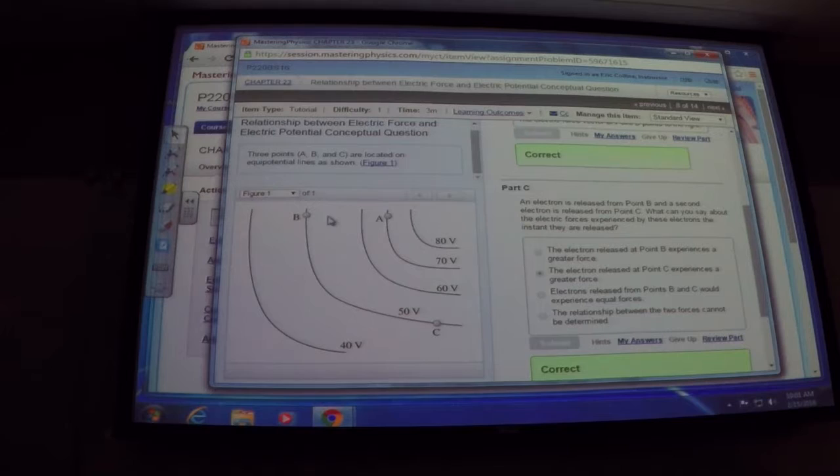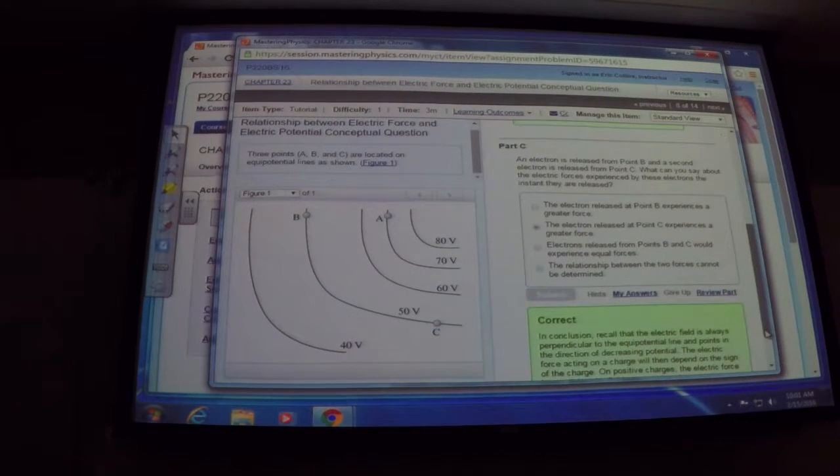Now, I guess when they got close enough here, they started doing it. But even if you had something at A, why does C experience a greater force? Because these lines are closer together. That means there's a greater electric field. A greater electric field.